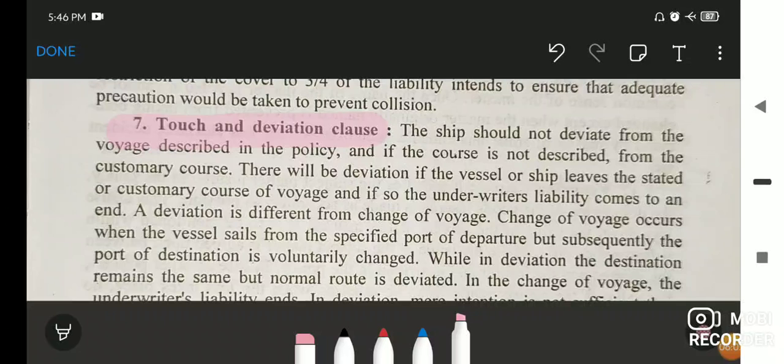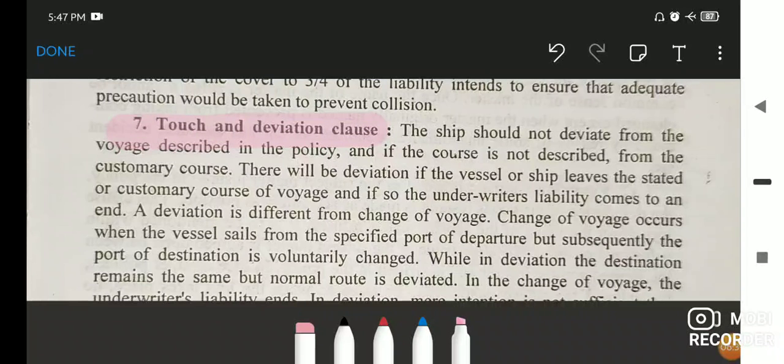So generally when we are talking about a general insurance policy, if there is any deviation in the route, the insurance company can deny to pay you the compensation if you have faced any loss. This is what I have told you earlier. But under this particular clause, touch and deviation clause, if the ship has deviated the route as a precautionary measure, or working towards the mitigation of losses, in that case the insurance company will be paying the compensation.